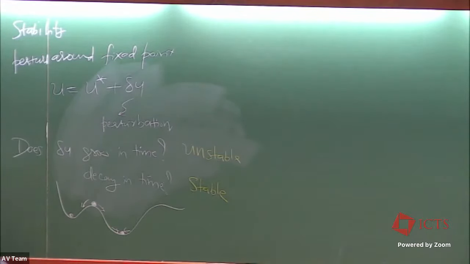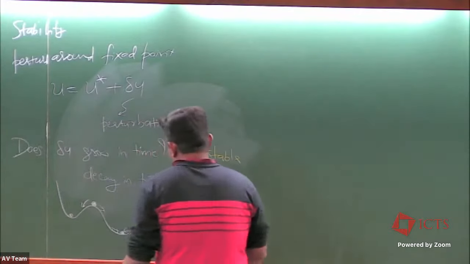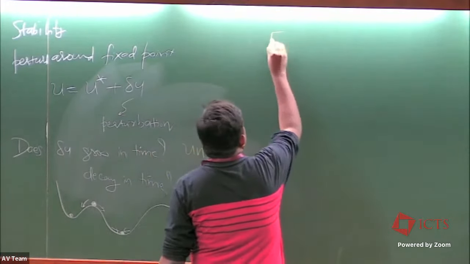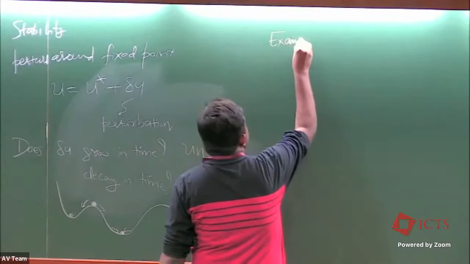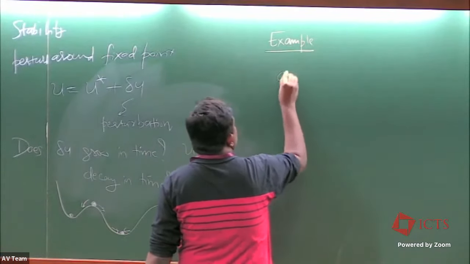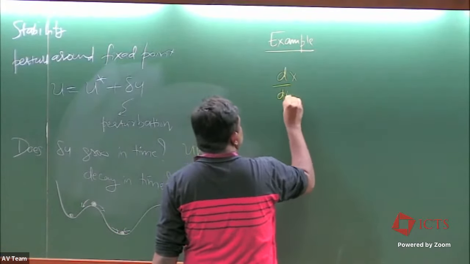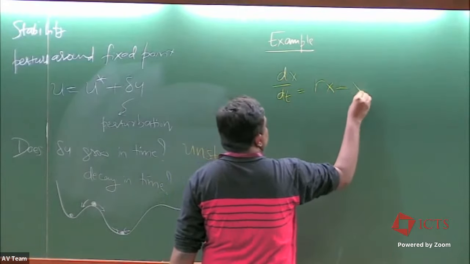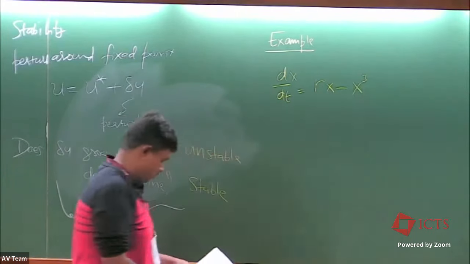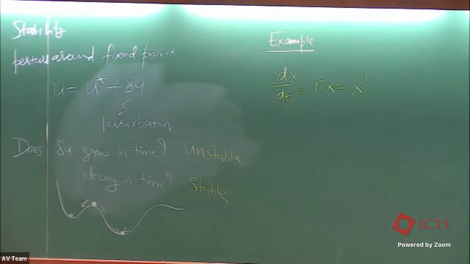So here's one classical example, and I want you to work out the fixed points and also their stability. I'll give you an equation which is dx by dt equals r times x minus x cubed. So that's my f of x. Sometimes I will switch x and u, but think of u as general. So what are the fixed points here?